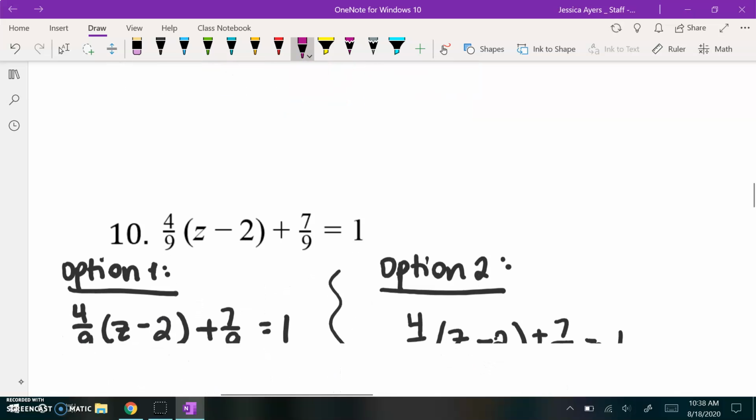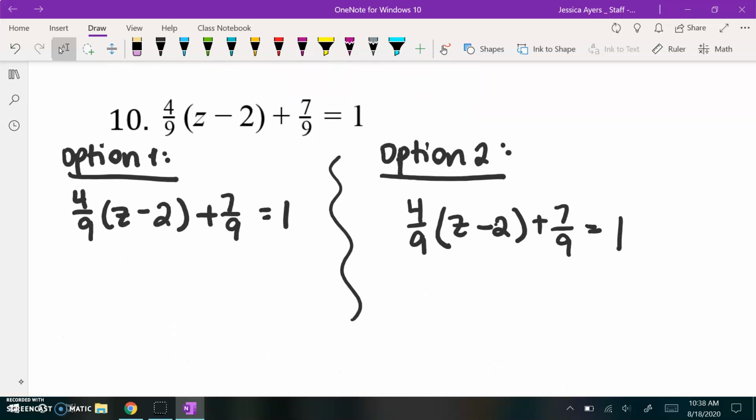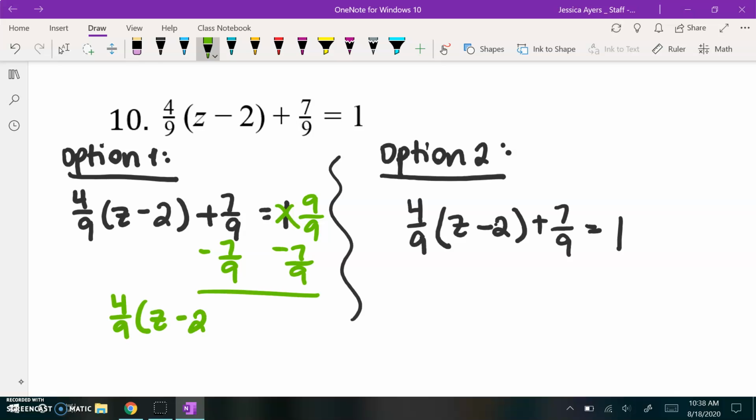And then lastly, number 10. Number 10 is another one that you can do with two different options. Option 1 is to leave it in fractions, and I would make this easier by making that 1 into 9 over 9, because then it's looking like the other fractions. So I would minus the 7/9 to give me 4/9 times z minus 2 is equal to 2/9.